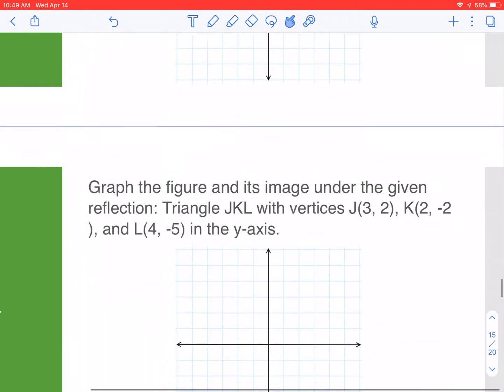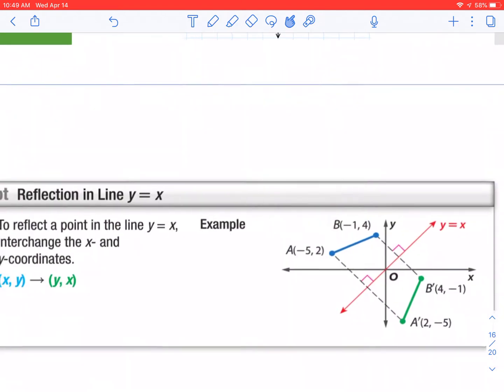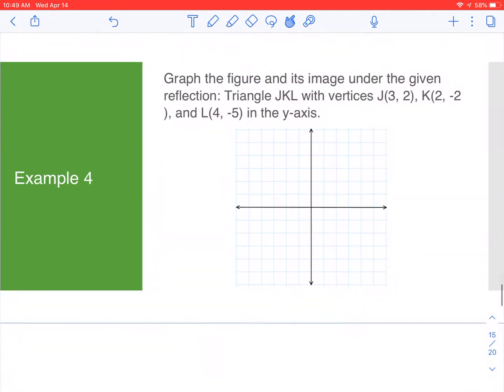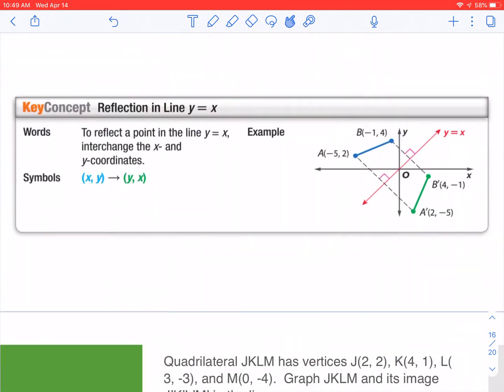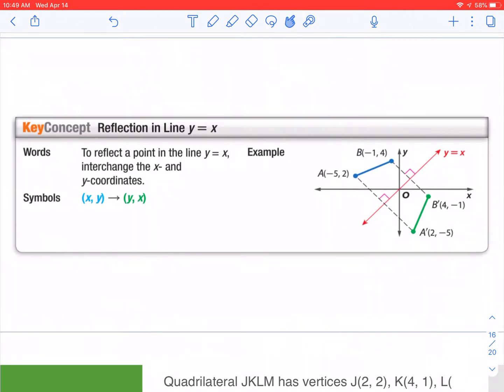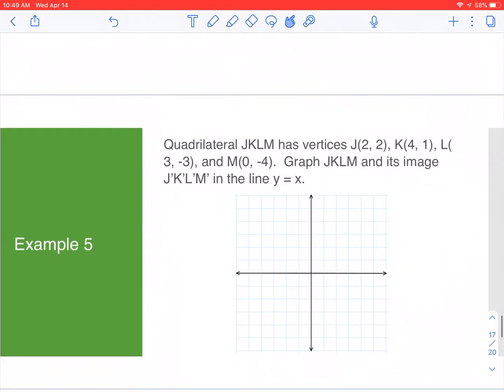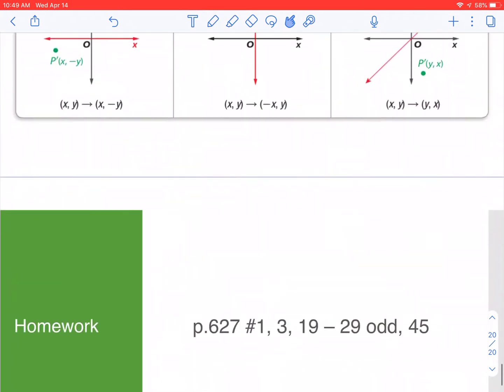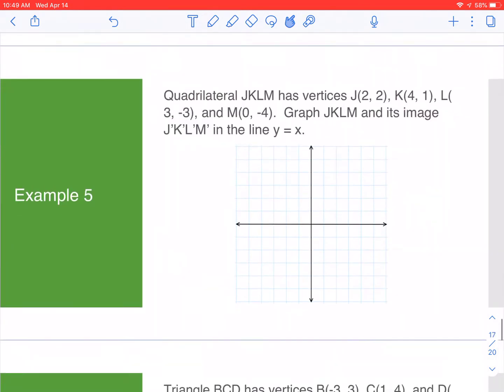Okay, looking ahead here. That's how you do x and y-axis. We're going to skip ahead here and we're going to do the line y equals x. If I reflect over the line y equals x, I flip my coordinates. I'll show you what I mean. We're just going to do one example for the video. You can practice the other ones on your own.